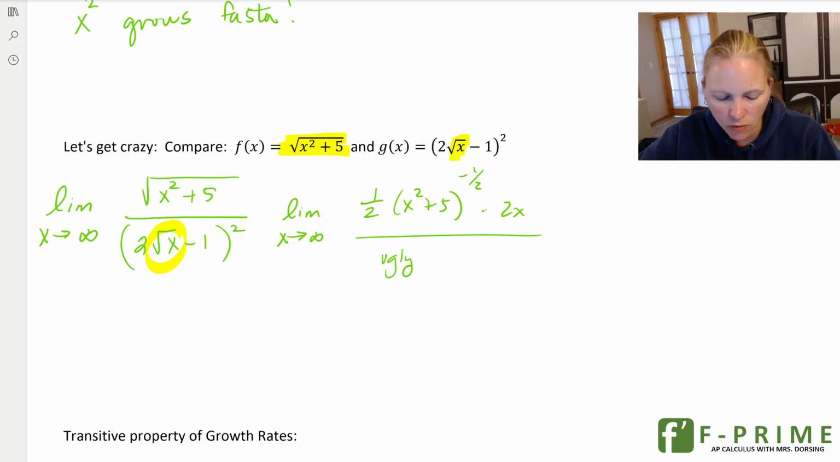And what we can do here is instead of saying who's faster or slower, I can say, well, let me find a function that grows at the same rate.